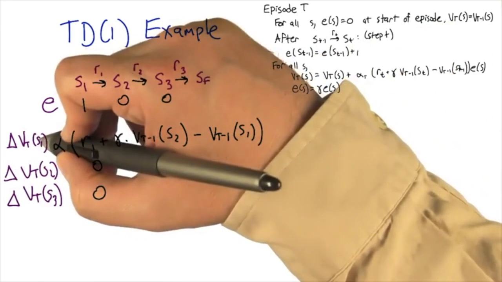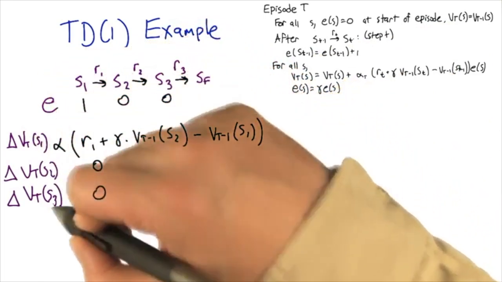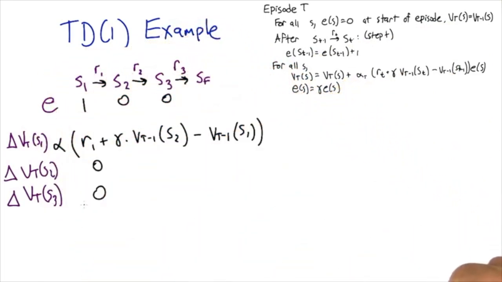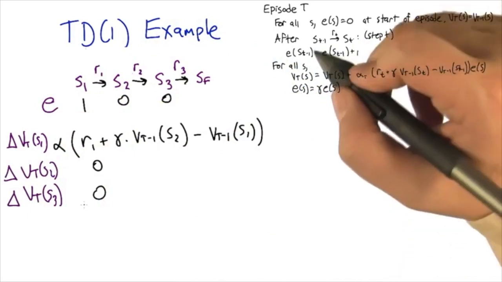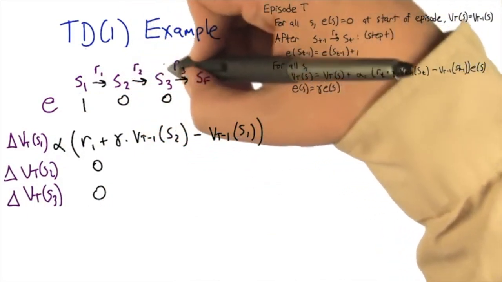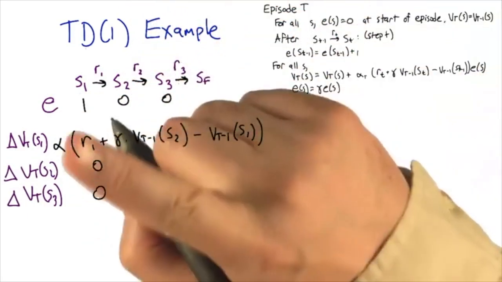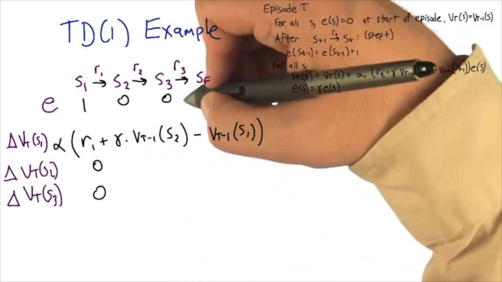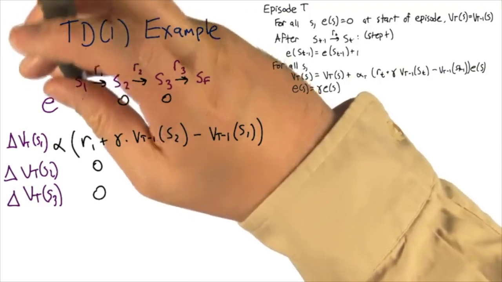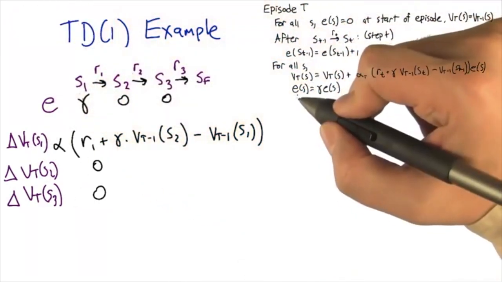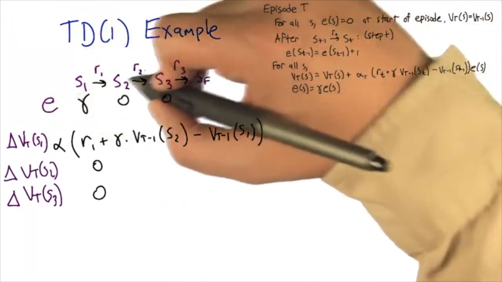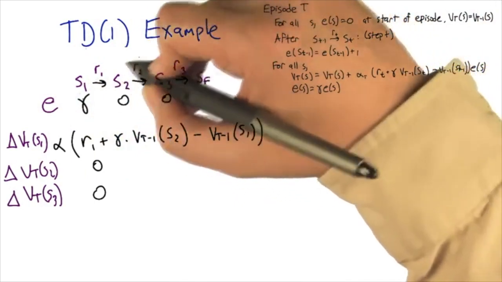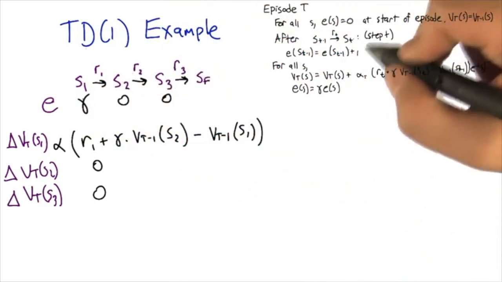All right, so that's the changes that we've made so far to the new value function for S1, S2, and S3. All right, now we take the next step, which is from S2 to S3. Oh, wait, no, sorry. Before that, we have to decay the eligibilities for everybody. So the zeros decay to still 0, and the 1 decays down to gamma. All right, now we're done that update from the step that we just took. We take the next step, S2 to S3, reward R2. So what does it tell us to do?